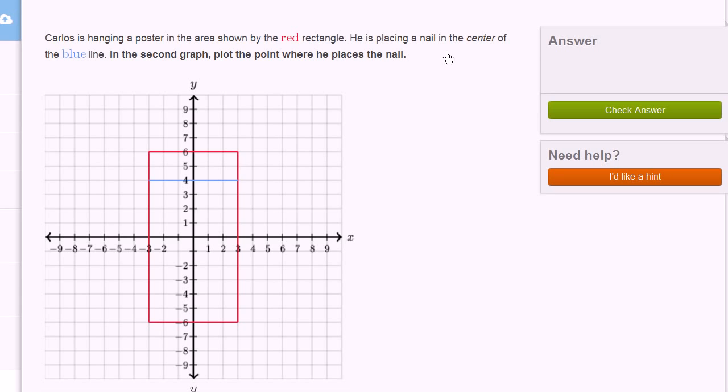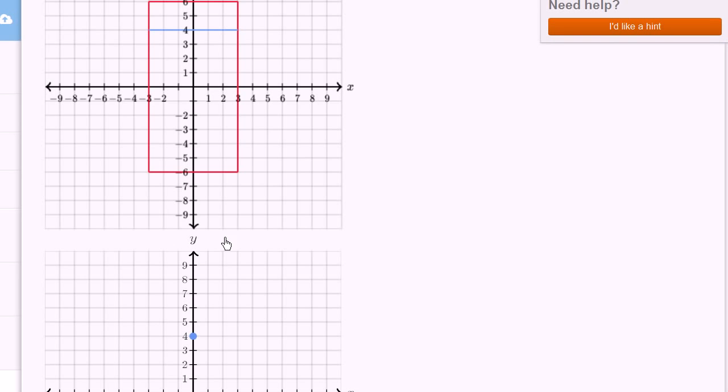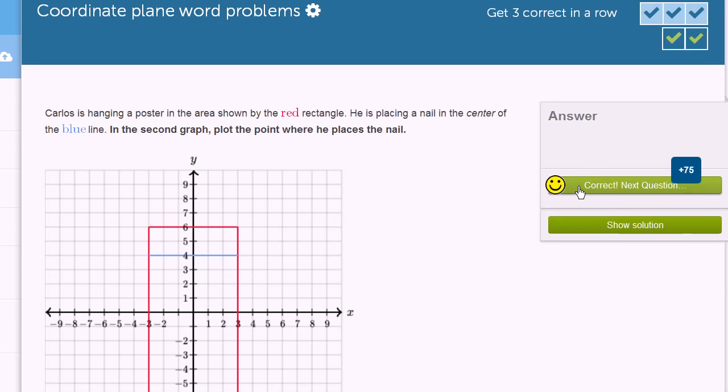So he wants to place a nail in the center of the blue line. The blue line is 6 units long, and the center is right over here. That's 3 to the right, 3 to the left. So he wants to put the nail at the point x equals 0, y equals 4. That's this point right over here. So let's check our answer. Let's do one more.